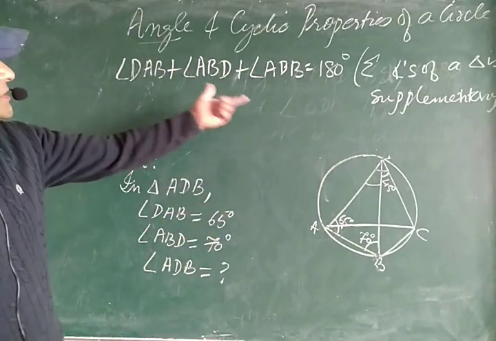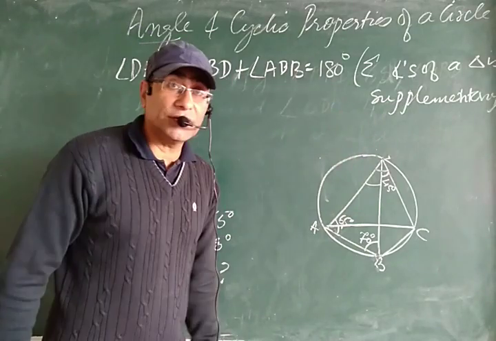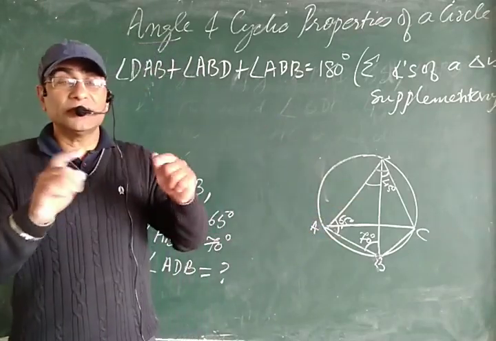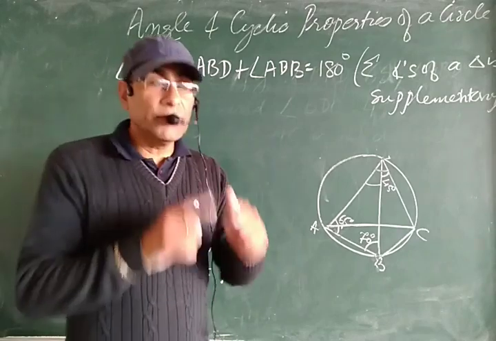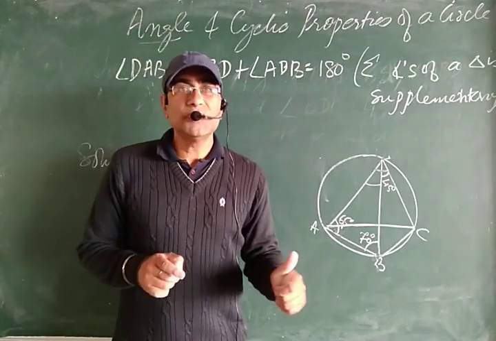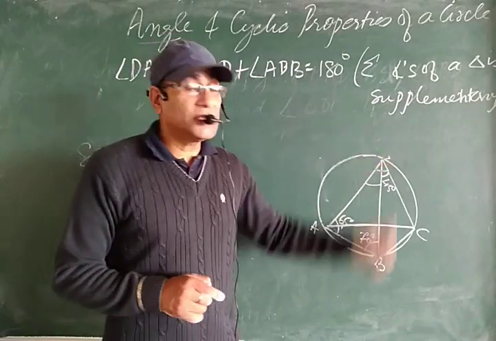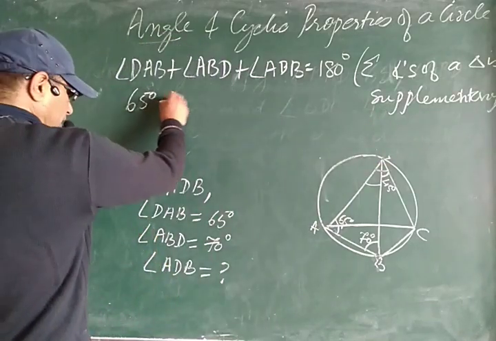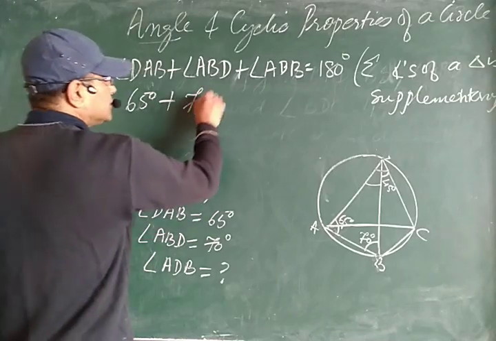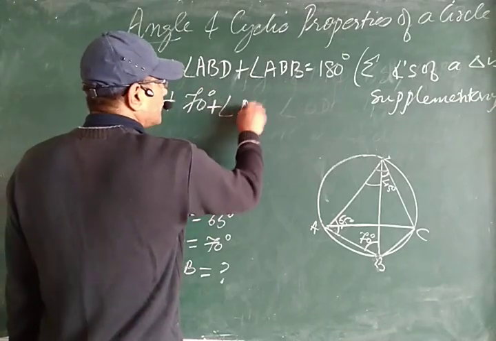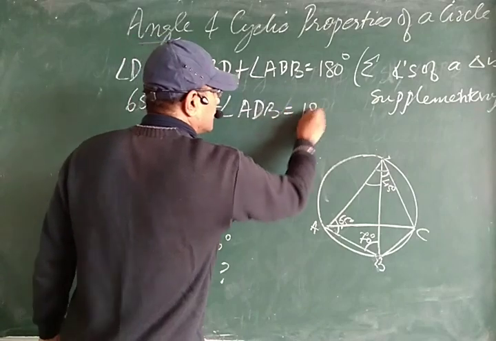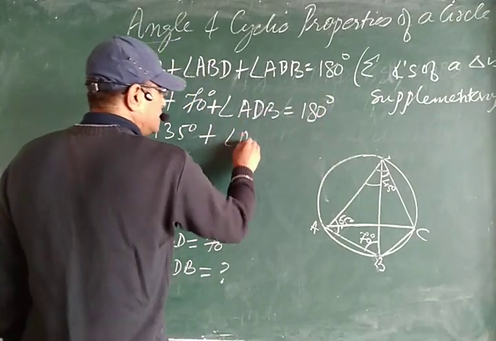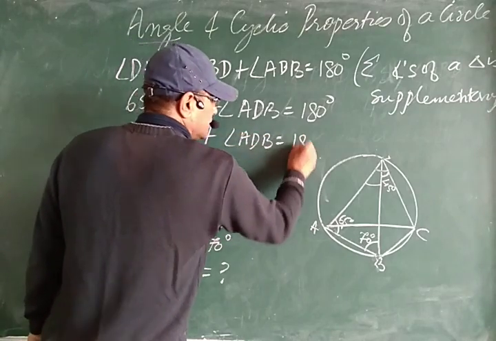Why do you say that this plus this is equal to 180 degrees? Because we know that in one triangle, if you add the three angles, the sum of angles in a triangle will always be equal to 180 degrees. That is supplementary. Okay, let's put the values now. 65 degrees plus 70 degrees plus angle ADB is equal to 180 degrees. 135 degrees plus angle ADB is equal to 180 degrees.